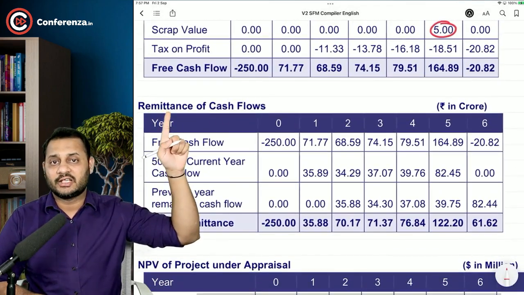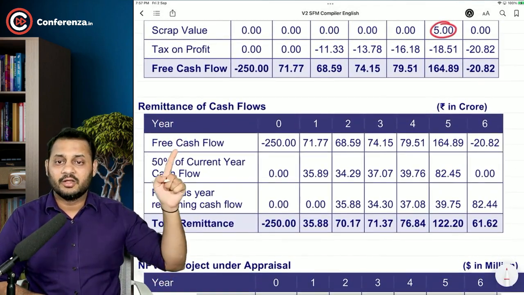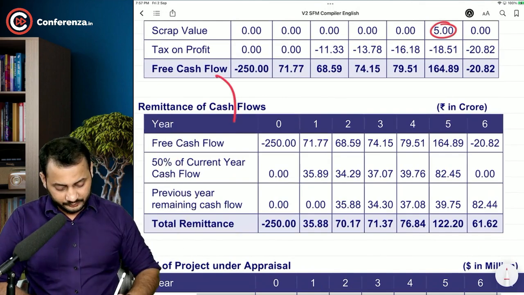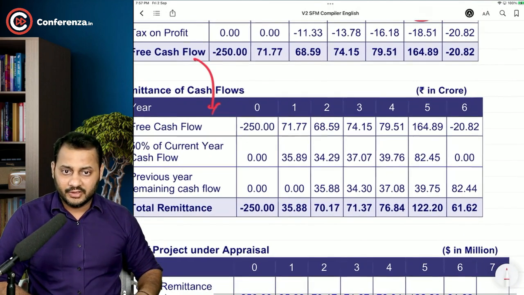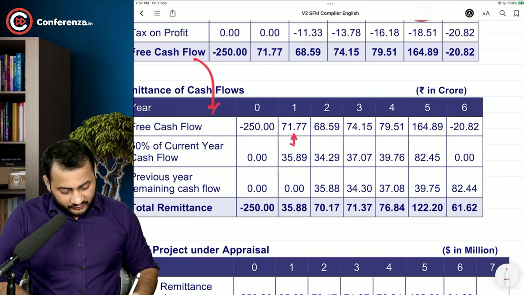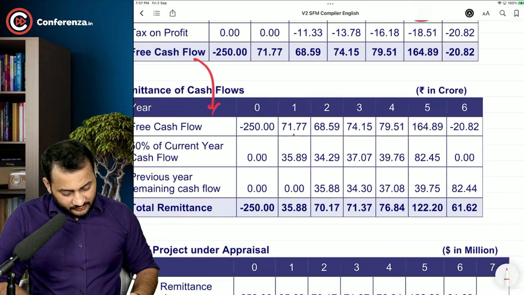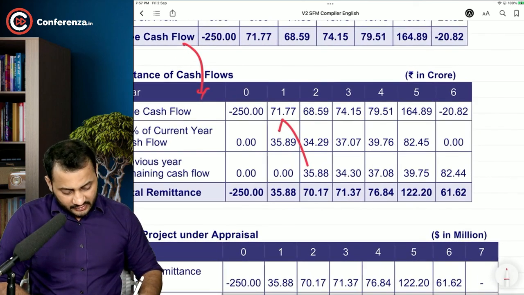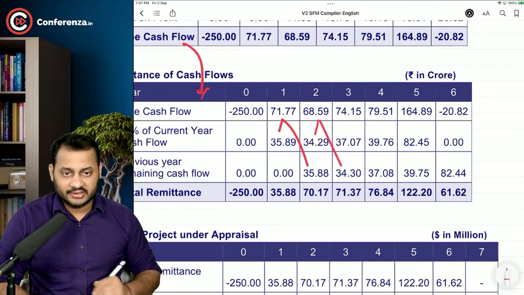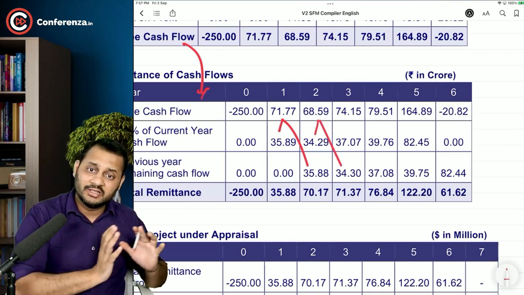So remittance of cash flows now. This is making it difficult now. This is the free cash flows taken from the above. Now what will happen, I will tell you. 50% of this will be divided in two parts: 50% here, 50% in the next year. This is how we have shifted all the cash flows.